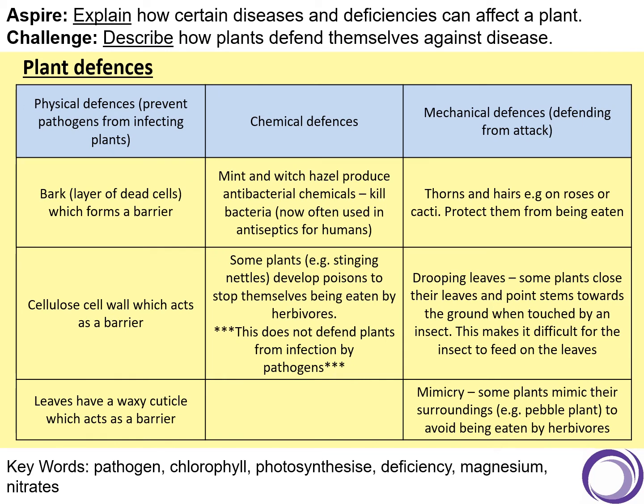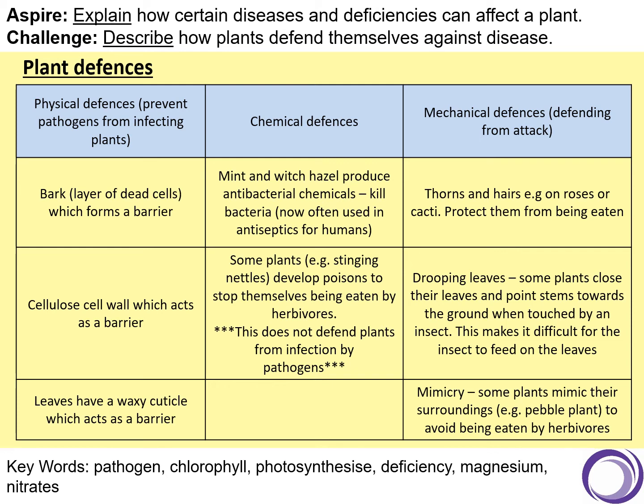Okay, so on this slide, we are now looking at the defences that a plant actually has to protect itself from getting some diseases. They have three different types of defences: physical, chemical and mechanical. The physical defences prevent pathogens from infecting a plant, and they may be bark, a layer of dead cells which forms a barrier, a cellulose cell wall which acts as a barrier, and leaves have a waxy cuticle which also acts as a barrier.